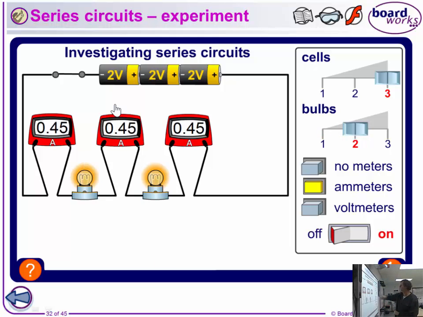Let's try this again. Now the current has gone down. The brightness has gone down a bit, and you can see this current's gone down. This is more than likely because the resistance has gone up in the circuit. It's harder to get through the 2 globes.